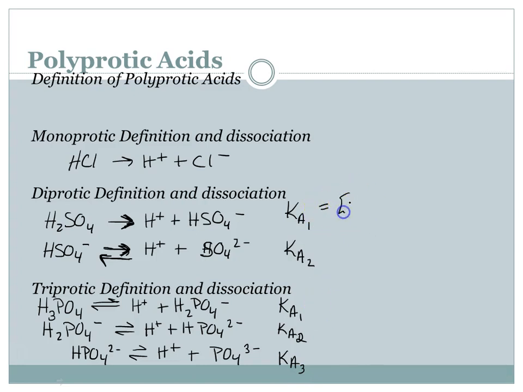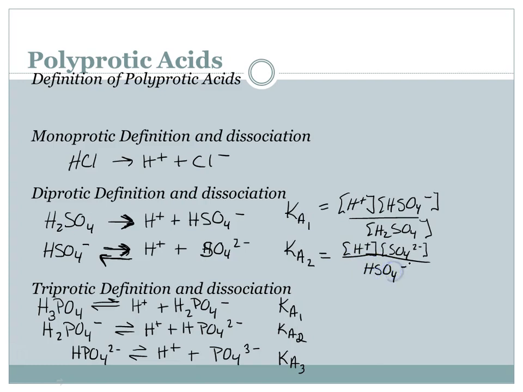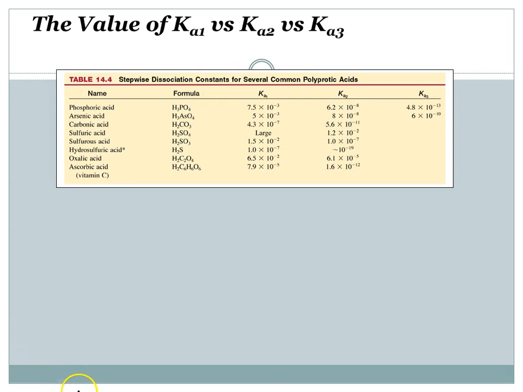So like the Ka for this one would be H+, the hydrogen sulfate ion over sulfuric acid. And this one would be H+, the sulfate ion over the hydrogen sulfate ion. Okay. Now each one of these K expressions has a different value.